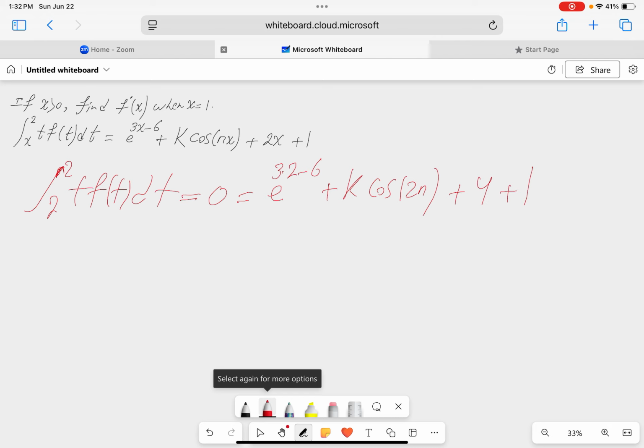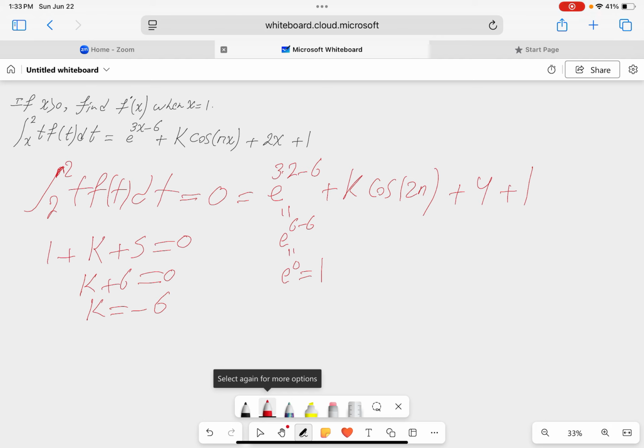So let's rearrange it. I'm going to have e to the power of 6 minus 6, which is e to the power of 0, which is equal to 1. So that means I have 1 plus k times cosine of 2 pi, which is 1, so k times 1 is k, plus 4 plus 1 is 5, equals 0. So this simply is k plus 6 equals 0, and k is equal to negative 6. So now we found our k equal to negative 6.